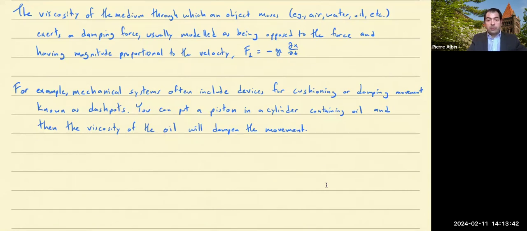Screen doors frequently have a dashpot to keep the door from slamming shut, right? It's usually a one-sided dashpot so that you can open it freely, but then as it returns, it slows down. Shock absorbers, or just known as shocks, in car suspensions are also dashpots.